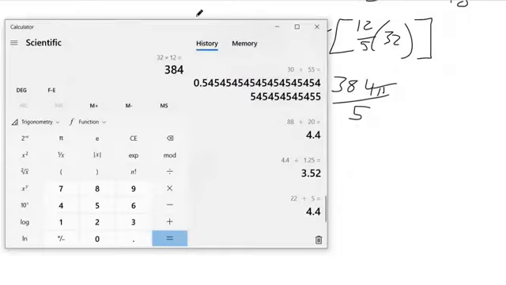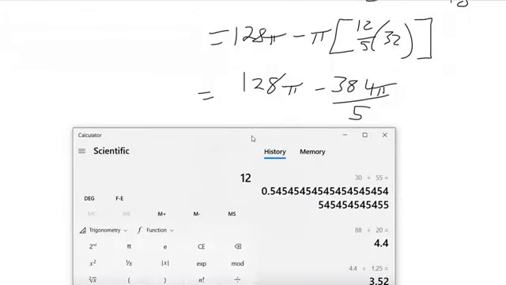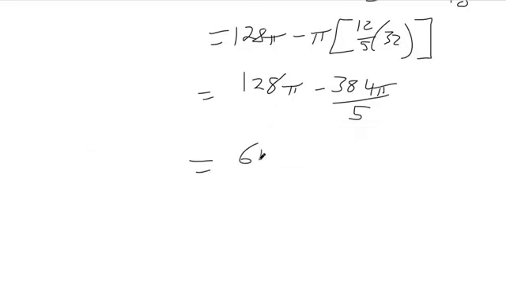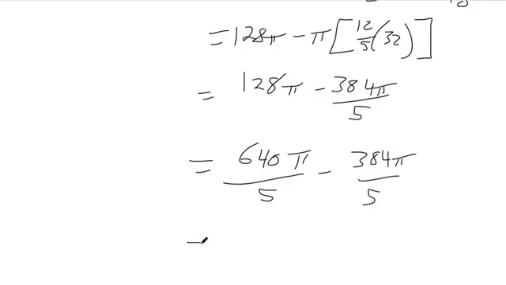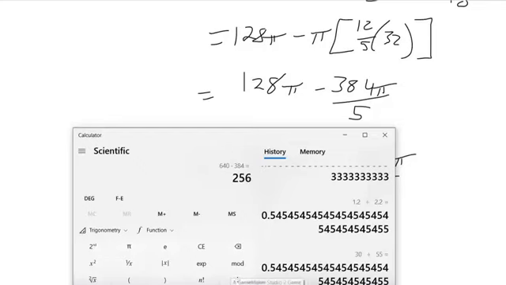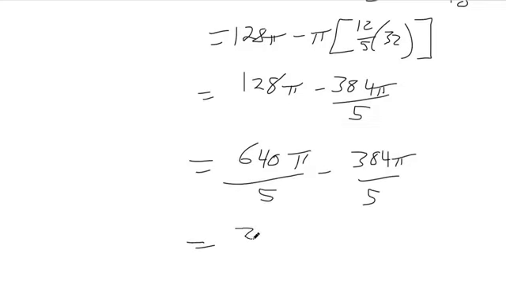Just a little bit more arithmetic. Got to get common denominators. So 128 times 5. That's 640 over 5. And then 640 subtracted by 384. Final answer is 256 pi over 5.